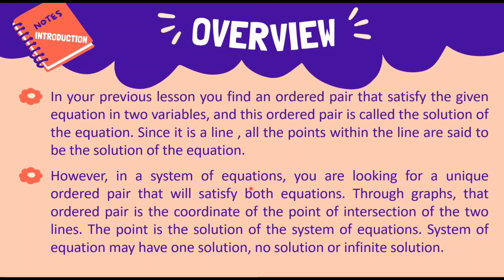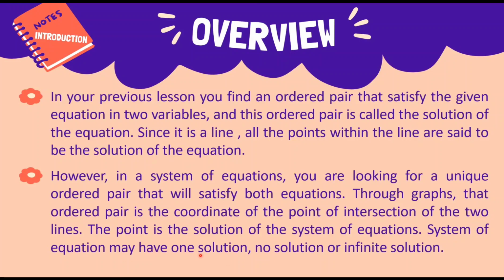However, in a system of equations, you are looking for a unique ordered pair. So meaning to say, isang pares lang ng coordinates ang kailangan nating makuha that will satisfy both equations. So unique ordered pair. Through graphs, that ordered pair is the coordinate of the point of intersection of two lines. So meaning to say, kung ang ating pagbabatayan ay graph, kung ano yung intersection ng dalawang equation of the line, that is what we call the systems of linear equation, yun po ang ating solution of the equation. So the point is the solution of the system of equations.